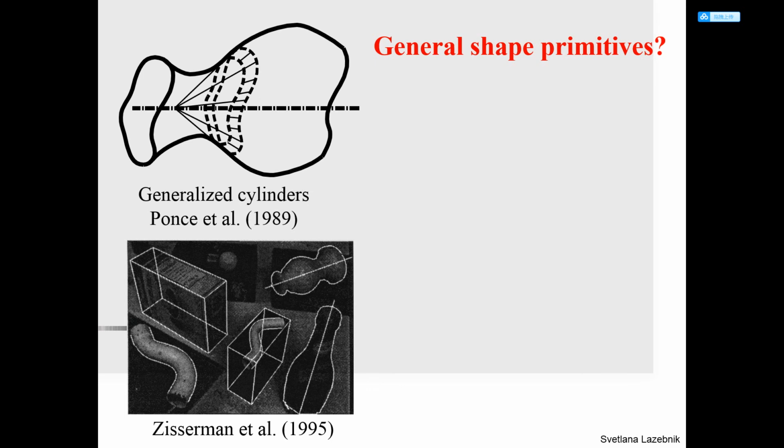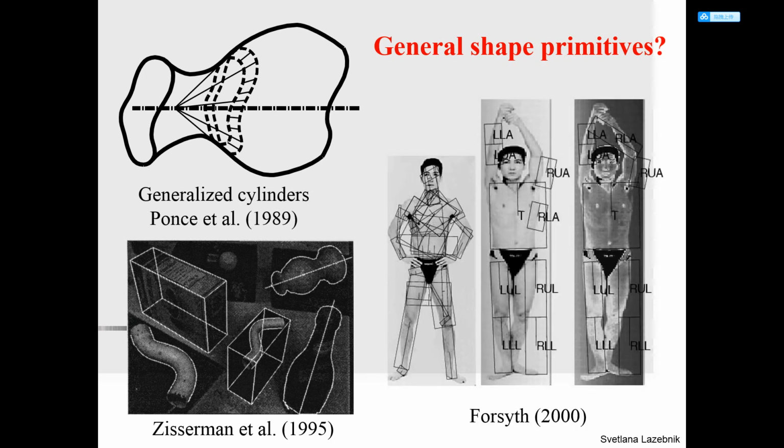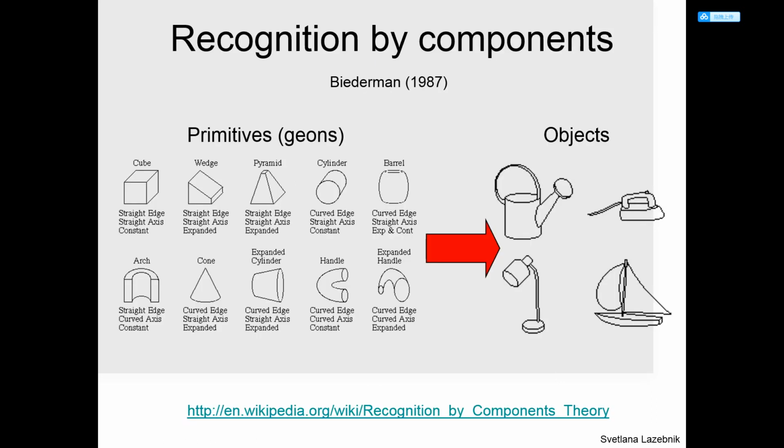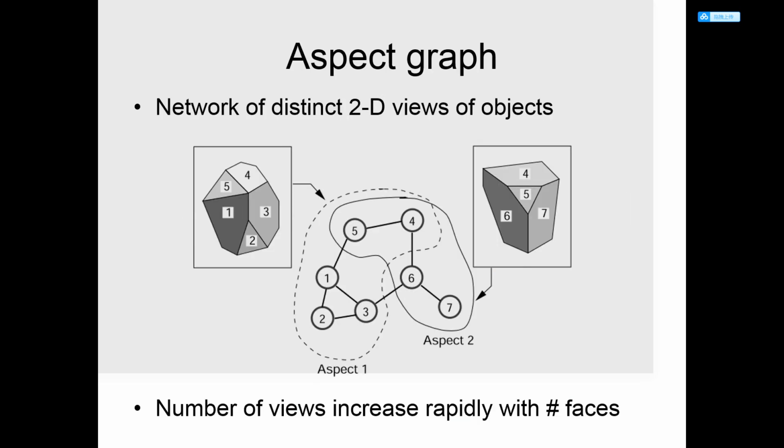And then people tried to have more complicated shapes, using cylinders and so on. For example, Biederman himself had all these primitives. He called them geons, and he thought of all these objects as combinations of these geons. The problem is that the complexity goes up pretty quickly.